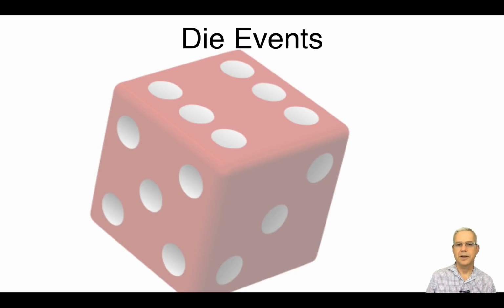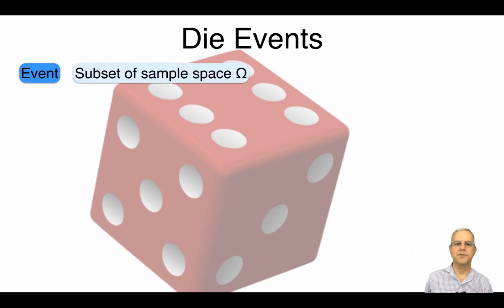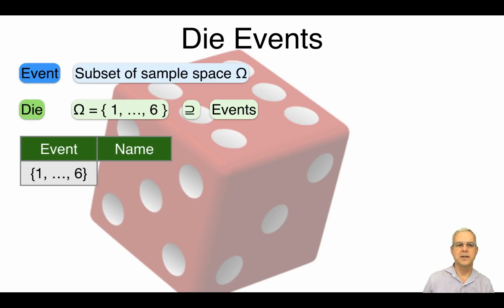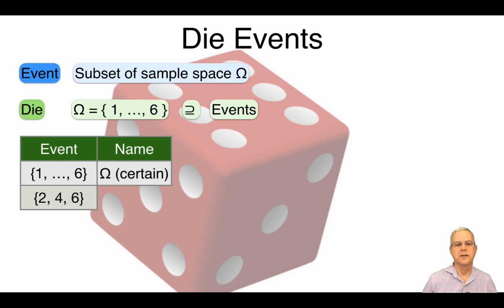Okay. So let's look at some events on a die. An event, as we just said, is a subset of the sample space omega, and for a die, the sample space is the collection of all integers from 1 up to 6, and therefore any event is going to be a subset of that set. Let's look at a couple of events. The set consisting of all the integers from 1 up to 6 is omega itself, which we'll also call the certain event.